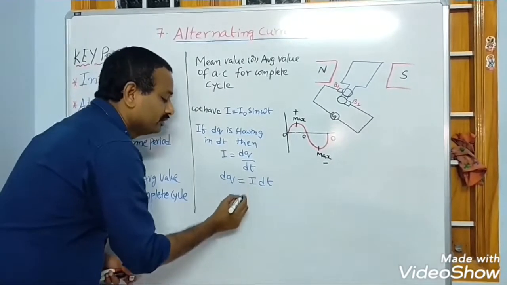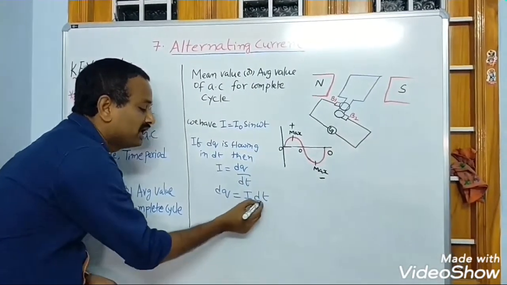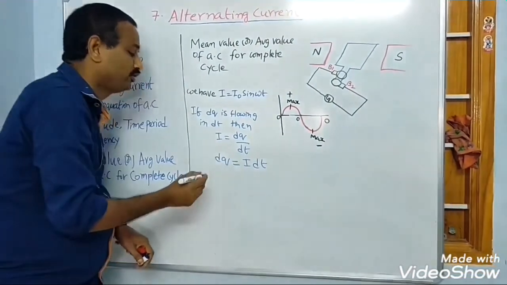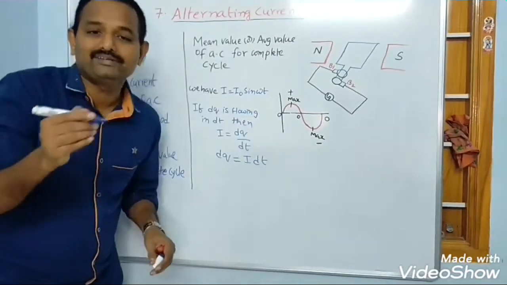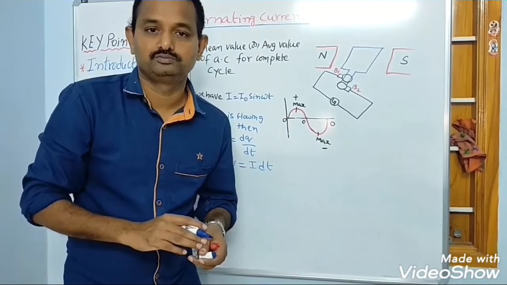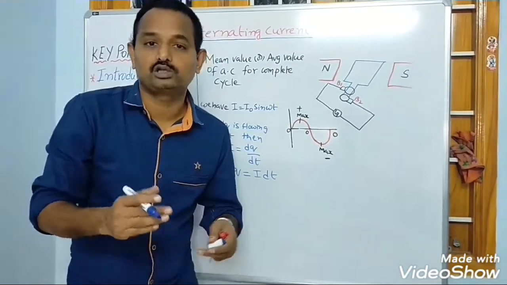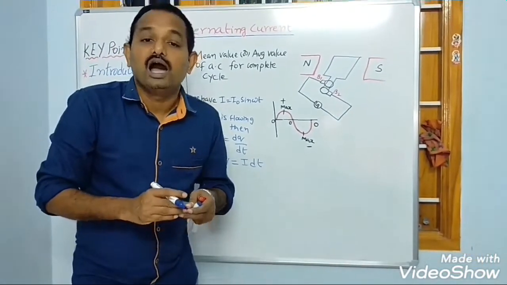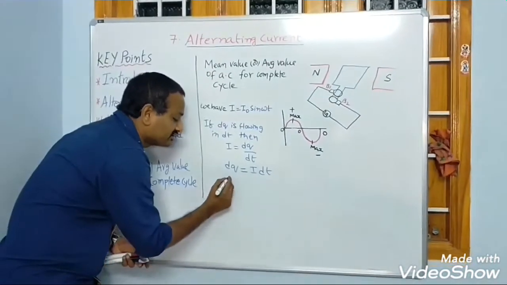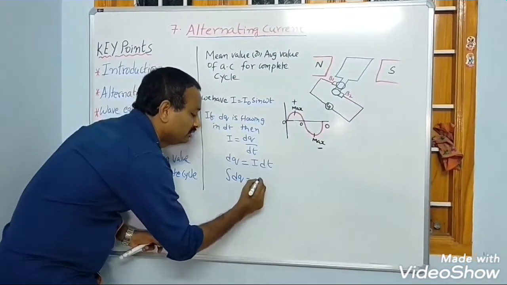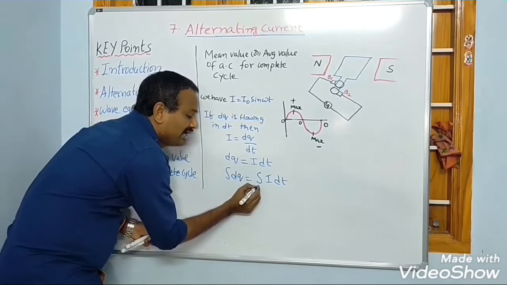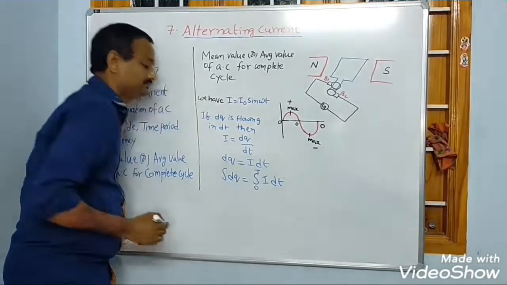So here it is small interval of time, small amount of charge dq is flowing. For complete cycle, if I assume capital T, how much charge will flow? That means I need to take total charge. For that total charge, I need to take integrations on both sides. Now take integrations here. Integration dq equal to integration I into dt. It has limits 0 to capital T.